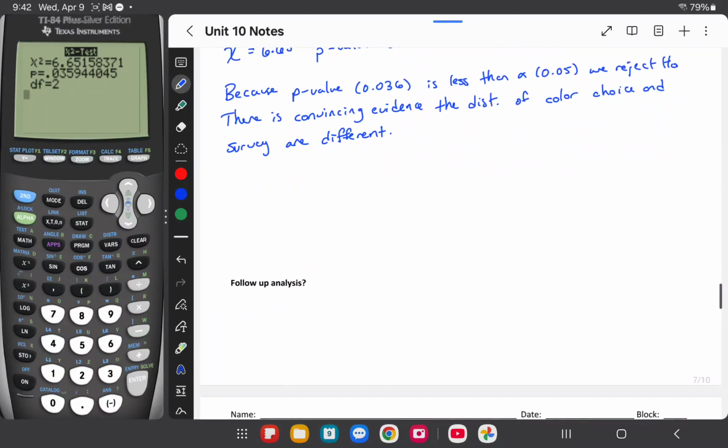So a follow-up analysis. Remember, we're going to do this anytime we reject our null hypothesis. We need to do a follow-up analysis. Now, you'll notice that on this screen of the calculator, it does not have a contributions list the same way that it was for a chi-square goodness of fit. So we're going to have to do a little bit more work to figure out what category it was that contributed the most to our decision to reject our null hypothesis.